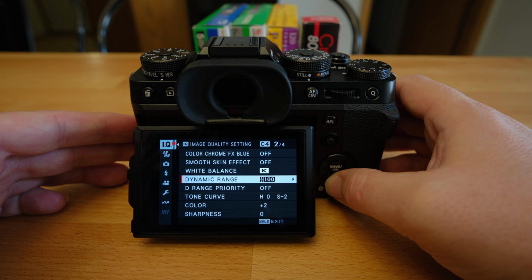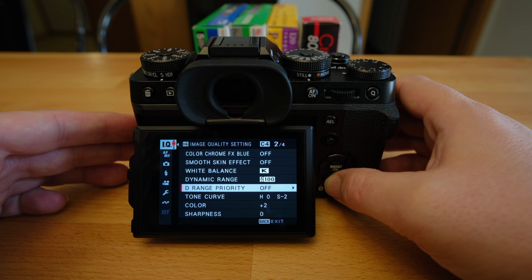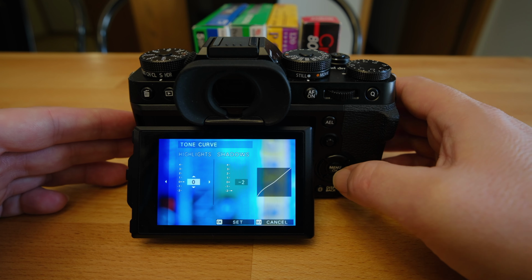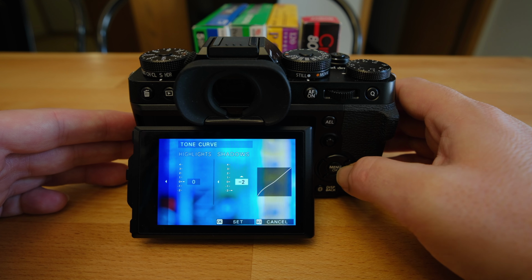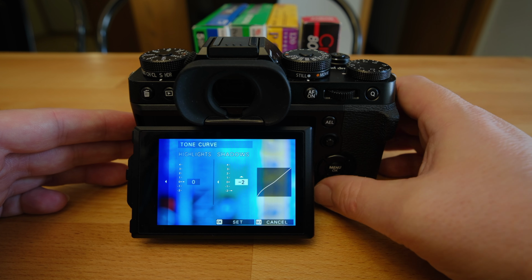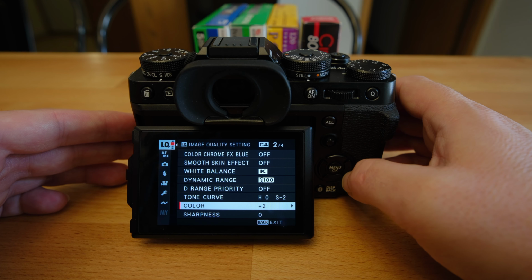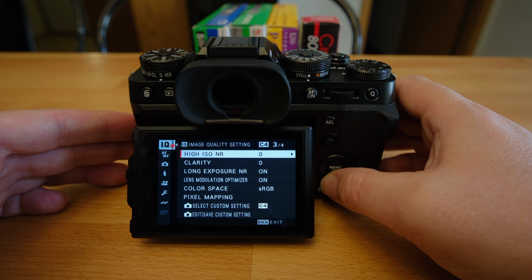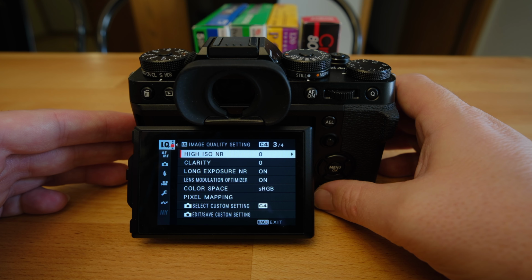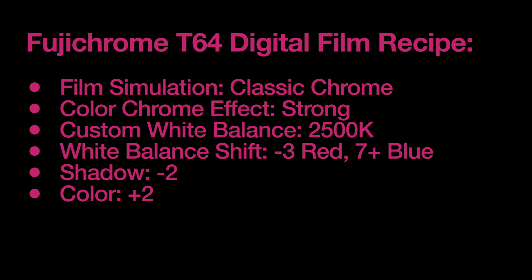I don't really do anything with the dynamic range, but you can definitely make adjustments there. Next is the tone curve. I keep my highlights at 0, but I bring my shadows down to -2. And then color, I do +2. Those are all the adjustments that I do for the Fuji T64 recipe. So here's all the settings for the Fujichrome T64 digital film recipe.